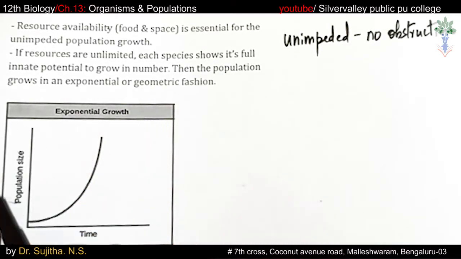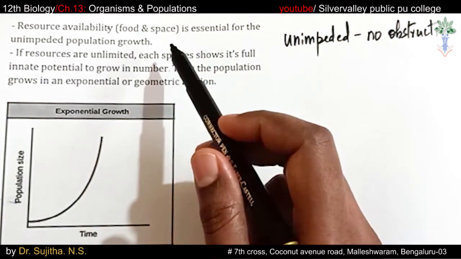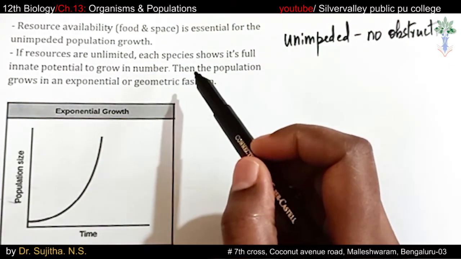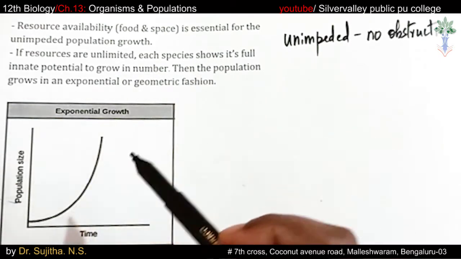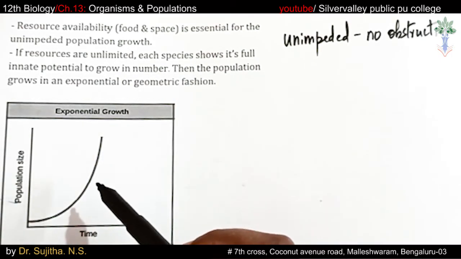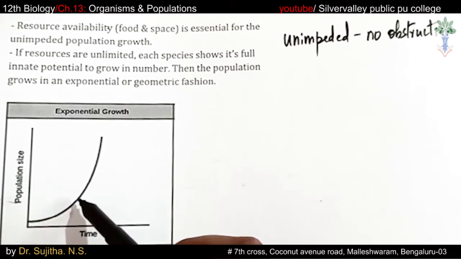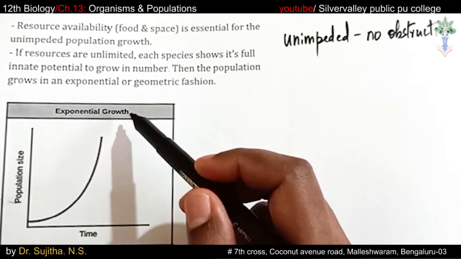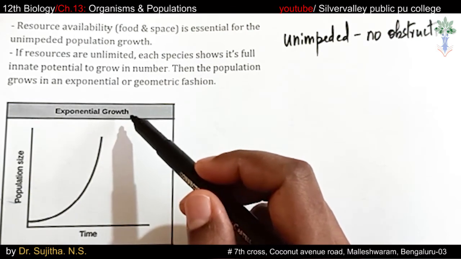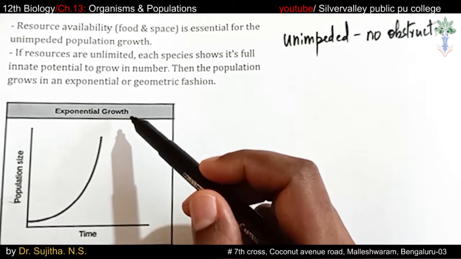Let us consider this graph. The y-axis represents the population size and the x-axis represents the time. Because of the unlimited supply of food and space, the population increases exponentially, resulting in a J-shaped curve. Therefore, this exponential growth is also called J-shaped growth.